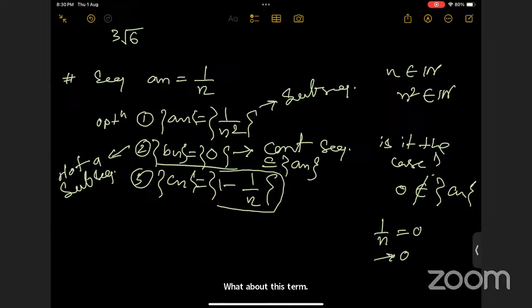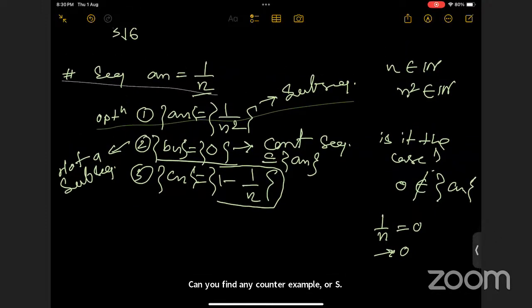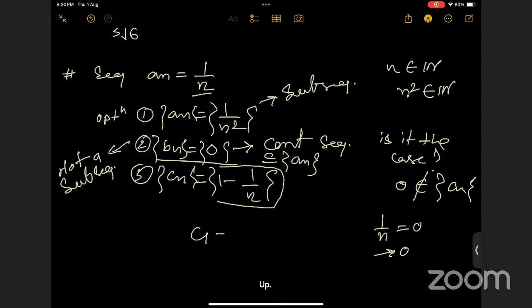Is this term belongs to this? Can you find any counter example or else? C1 is 0, which is not an element in AN. C1 is 0, right, which is not in AN. Yes, very good. So again, with the same logic, this is not a subsequence.